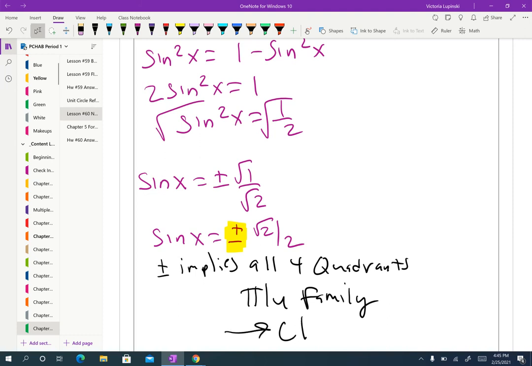But again, because we squared both sides, we have to check to see if all 4 of those solutions actually work. How do we actually check it? Well, we have to check in the original.